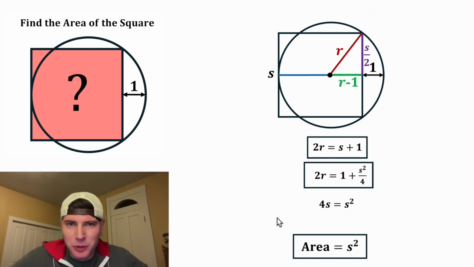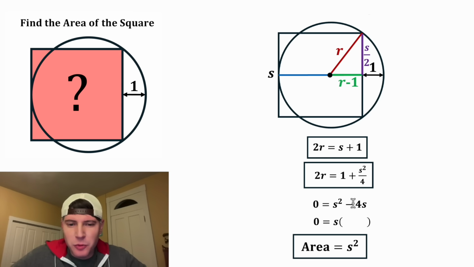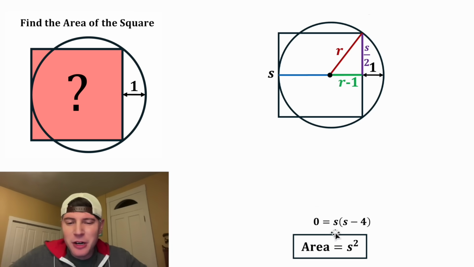Now let's set everything equal to 0. We can subtract 4S from both sides. On the left-hand side, we'll have 0, and on the right-hand side, we'll have S squared minus 4S. Each of these terms contains an S, so let's factor out that S. After we factor an S out of this, the S squared minus 4S will become S minus 4. So now we have 0 is equal to S times S minus 4.